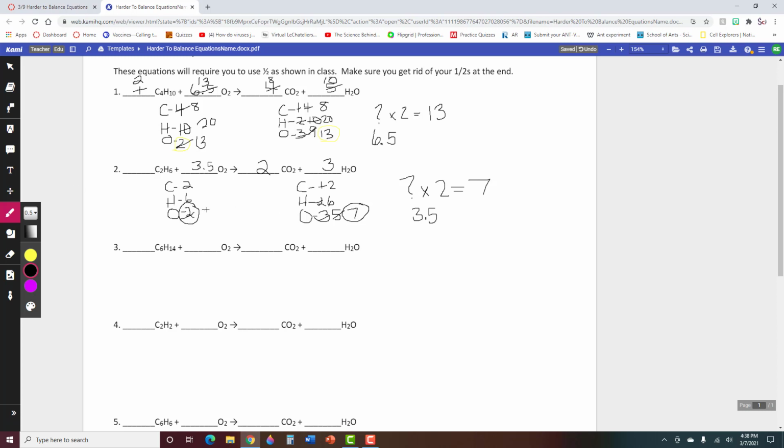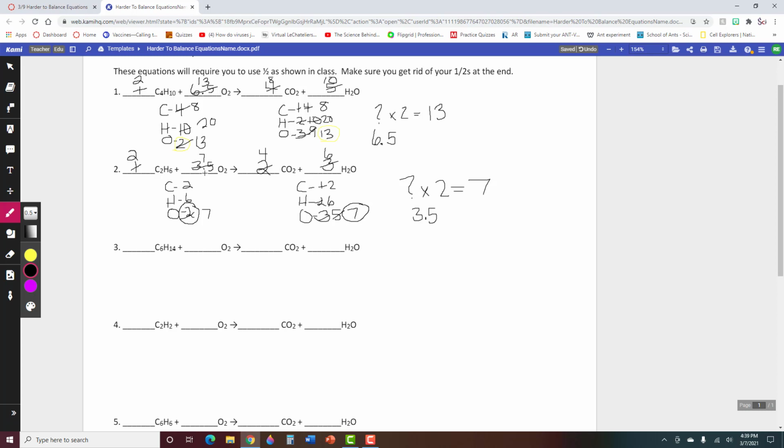So now over here I have 7. We're done balancing, but now we need to fix this decimal problem. Again, pretend there's a 1 here, even though chemists don't write in the number 1. Multiply 1 times 2, that gives me 2. Multiply 3.5 times 2, that gives me 7. Multiply 2 times 2, that gives me 4, and then multiply 2 times 3, that gives me 6.